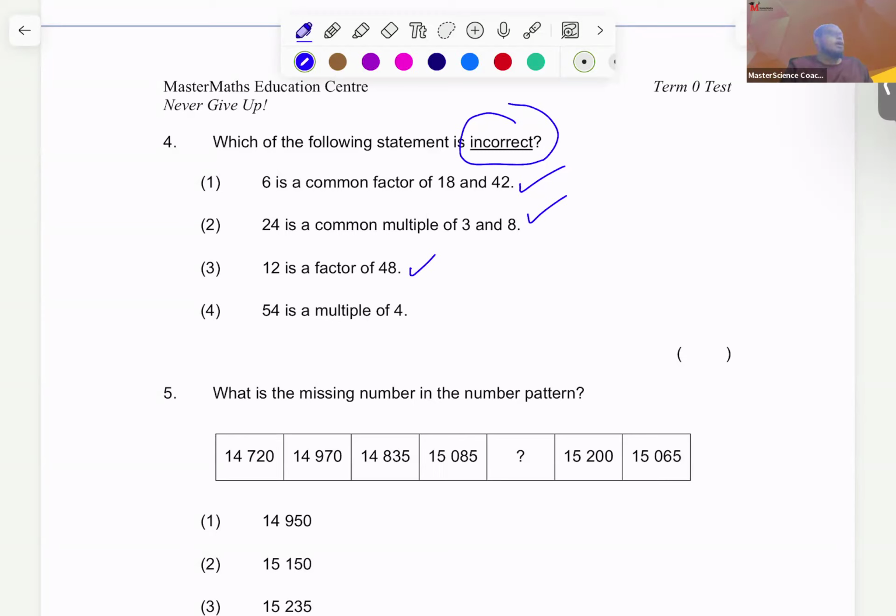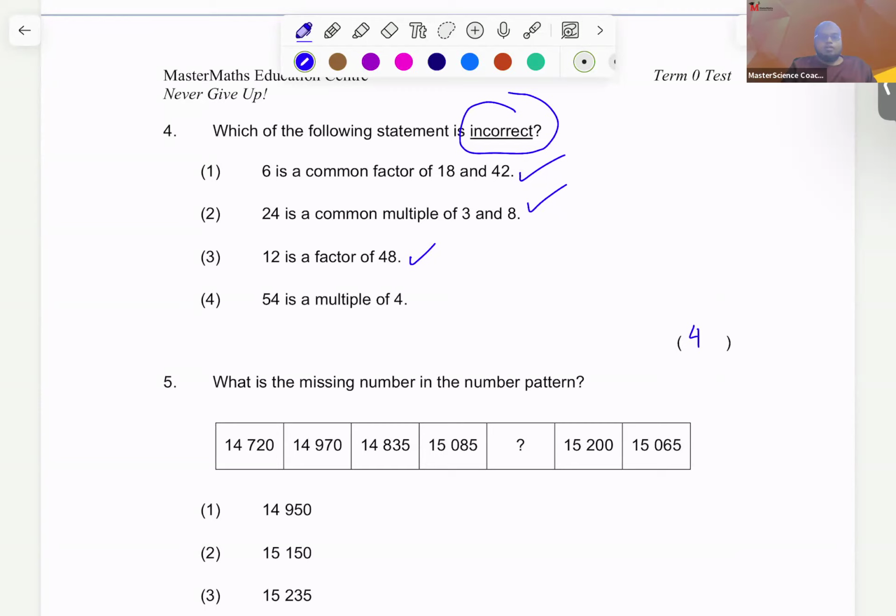Iman, okay? Fatih, okay? Fatih, you got back your paper already? The PDF? Got, okay.